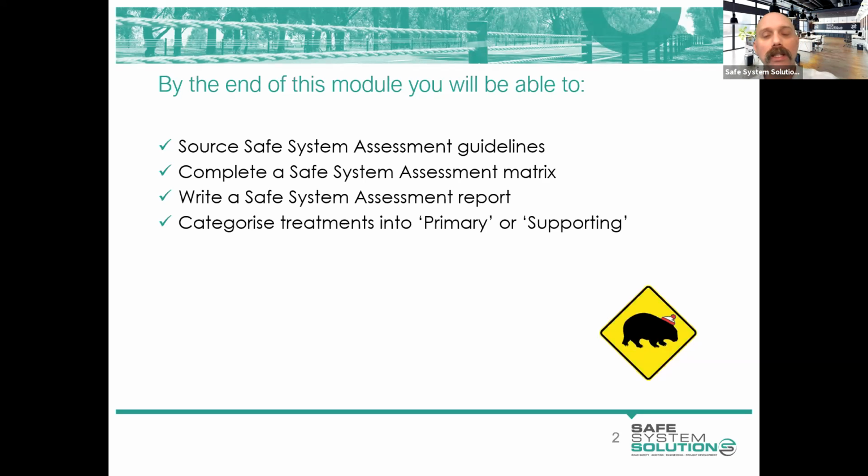You'll also learn to write a safe system assessment report, going through what would be included in it, or what is the industry standard for a road safety safe system assessment report, and then categorizing treatments into primary and supporting categories. That's going to be a challenging task to get your head around for some people, but I'm going to point you at some little tricks and tips, and documentation by Austroads is helping us along with that quite well.